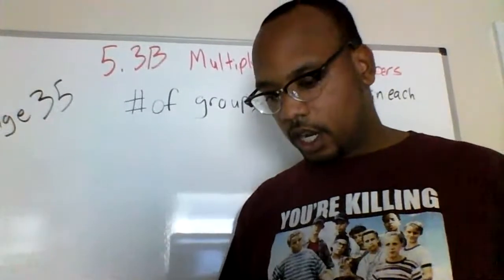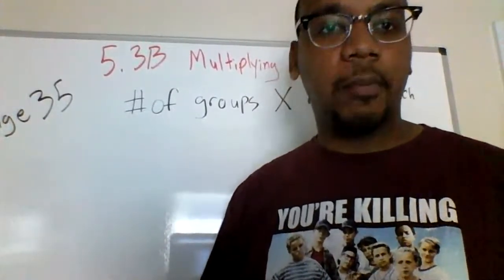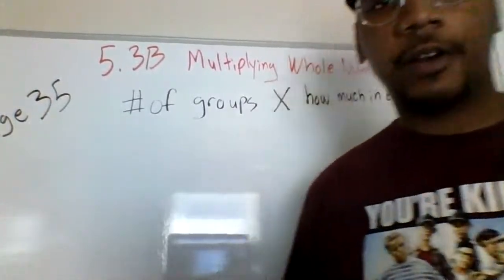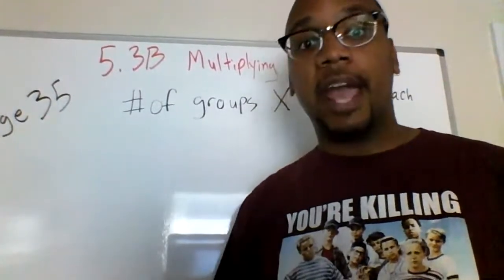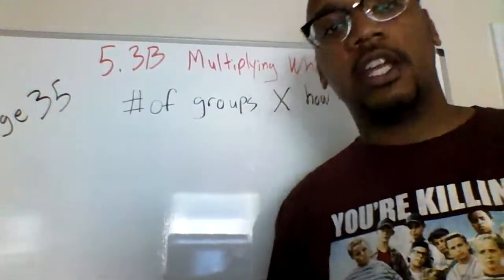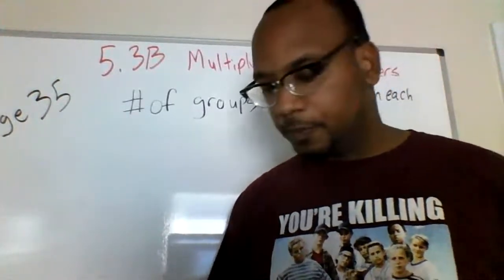Good. Now for number 4 and number 5, I'm going to ask you to tell me which number is which. All right. So I'm going to read number 4, and I'm going to ask you which one is the number of groups. Then I'm going to ask somebody else how much is in each group. All right. You ready?